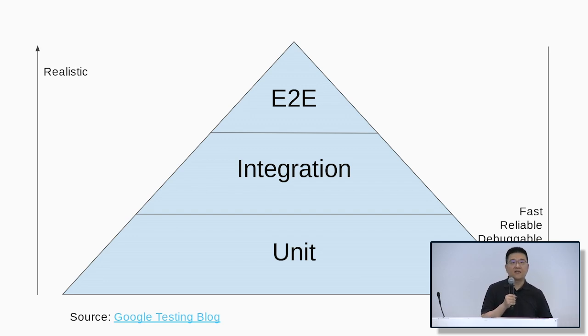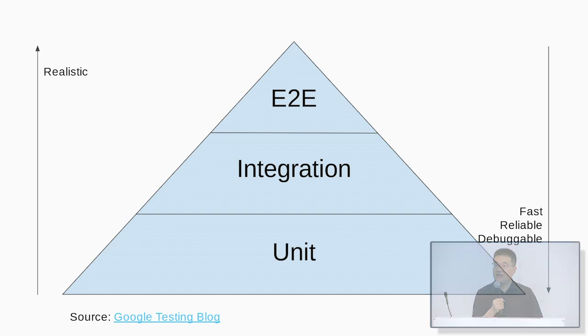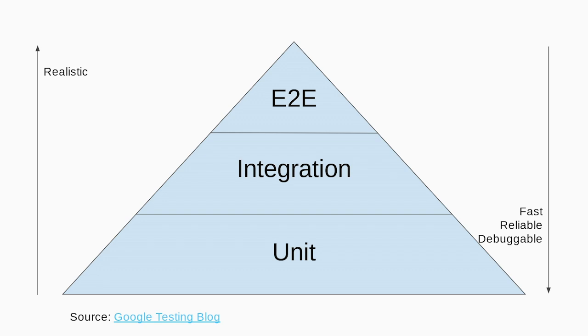Next, this is a pyramid. It comes from the Google Testing Blog. I think if I ask you to raise your hand, you have already seen this. It's in lots of areas. It's like 70-20-10 percent. The bottom is unit tests, the middle is integration tests, and the upper is E2E tests.